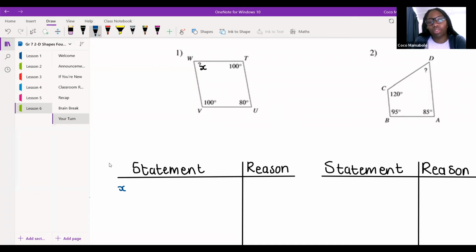Can anybody help him out in the chat? Remember, we're not multiplying. What do we need to do? Adding. We're adding. 100 plus 100 and plus 80. Good. So X plus 100 plus 100 degrees plus 80. And how much is all of it equal to?